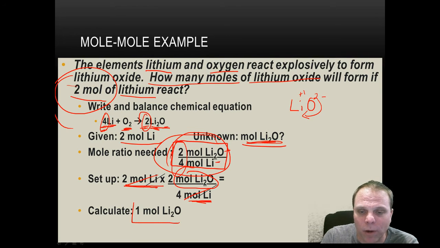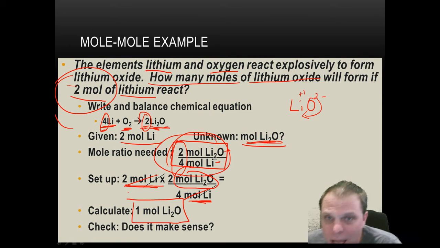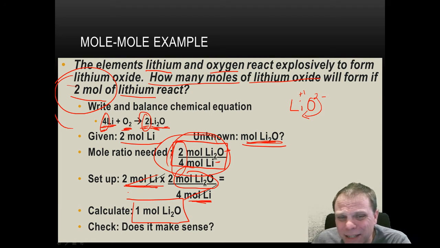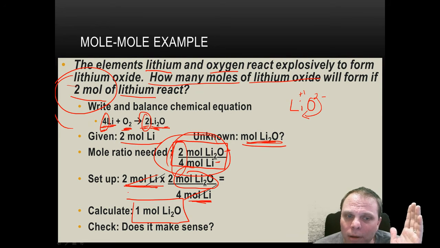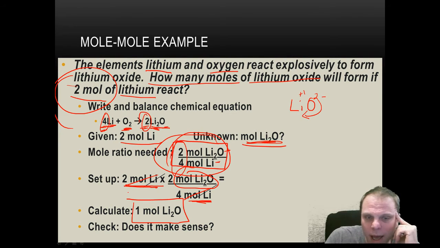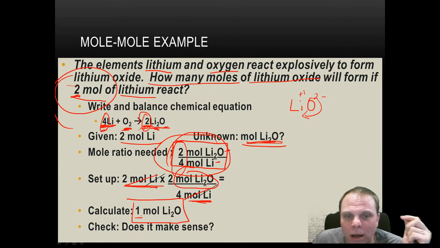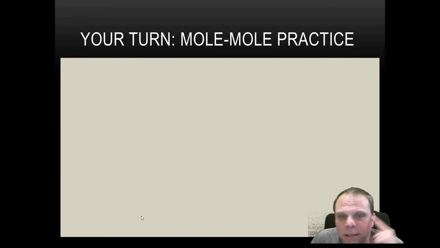Don't forget, we want to box our answers, right? So my answer is 1 mole of lithium oxide. We have to ask ourselves, does that make sense? So do this little mental thing in your brain. Does it make sense that I end up with a mole of lithium oxide if I start with 2 moles of lithium? Well, yeah, it makes sense. Why? Because if I start with 4, I get 2. Therefore, if I start with 2, I should get 1, right? It's that same ratio. 4 to 2 is the same as 2 to 1. So that's going to make sense.